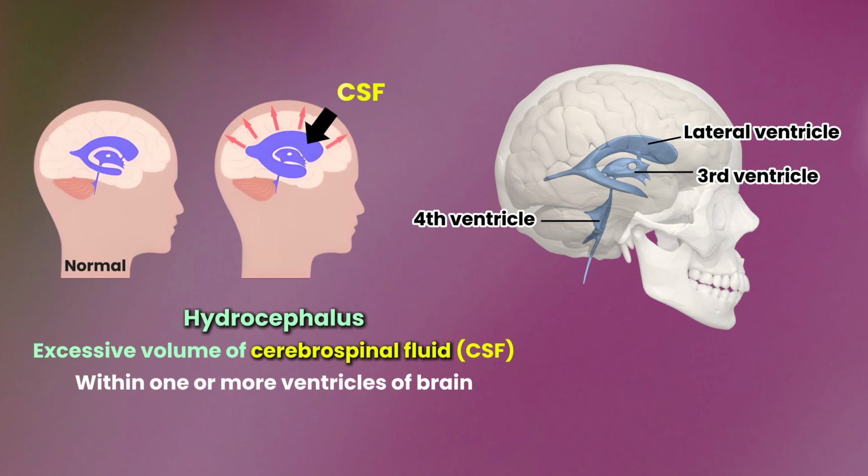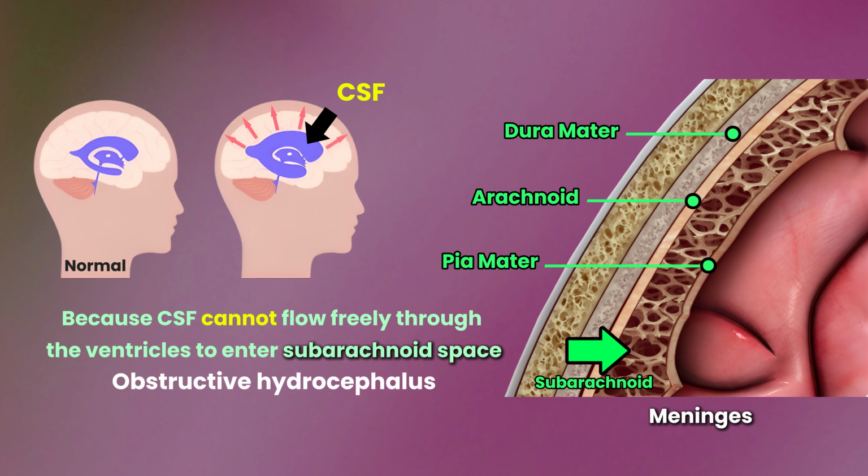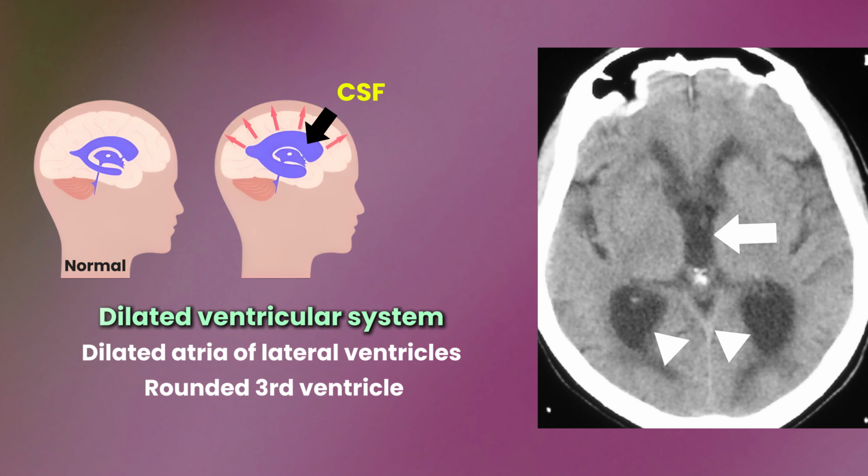Hydrocephalus is defined as an excessive volume of cerebrospinal fluid within one or more ventricles of the brain. Because cerebrospinal fluid cannot flow freely through the ventricles to enter the subarachnoid space, this case is an example of an obstructive hydrocephalus. CT scan of the head in this patient shows a dilated ventricular system with dilated atria of the lateral ventricles and rounded third ventricle.